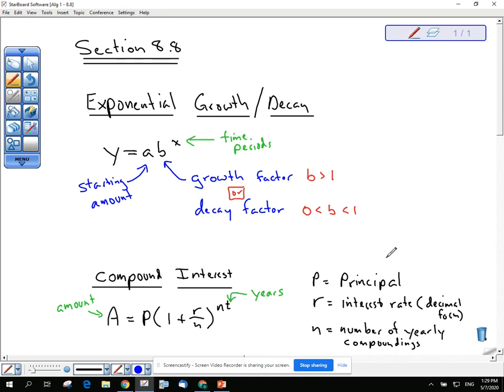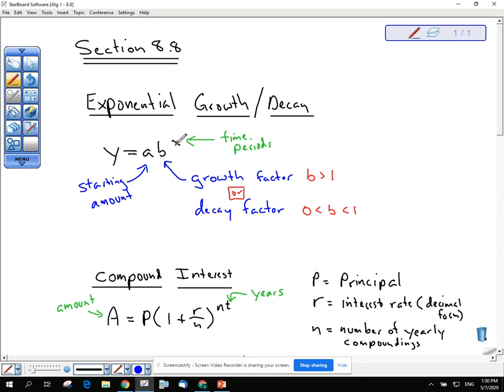Just real quick, let's investigate what the other possibilities of B could be in case somebody wondered about that. Between 0 and 1 is covered. Greater than 1 is covered. Well, what about less than 0? What about 0 and what about 1? Let's take 1 first.